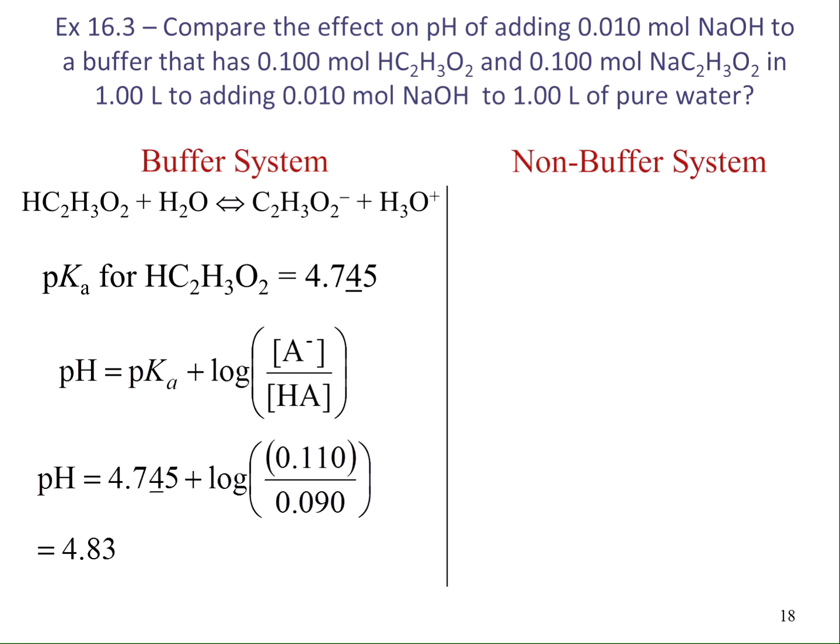If you'll remember, we did some of these calculations in a previous slide, so that's why we're going through this more quickly. But the pH of that buffer system is 4.83.